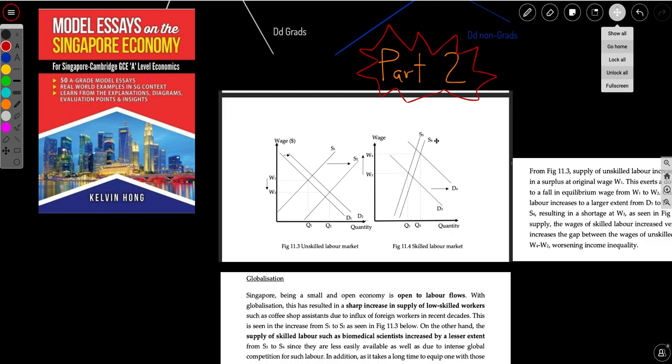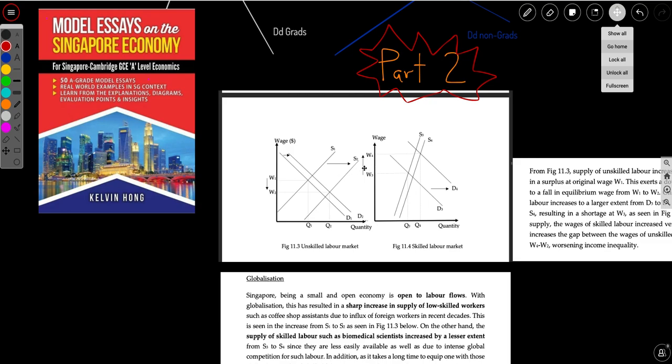Today we are doing part 2 of the demand and supply applications to the labor market. If you have not watched part 1, you should probably do so before continuing with this video. In part 1, we explained the wage gap between university graduates and non-university graduates. In part 2, we are explaining how this wage gap has increased over time.